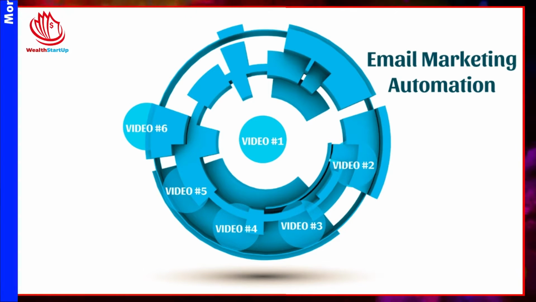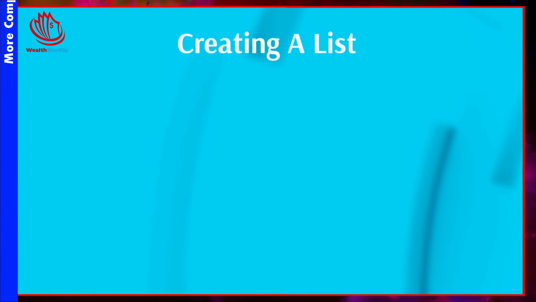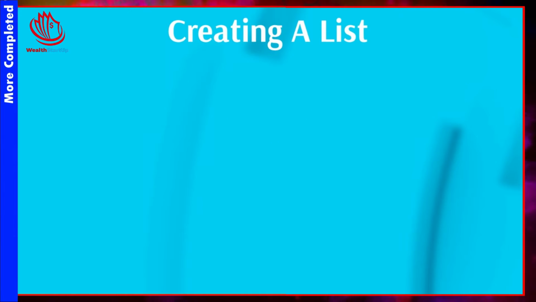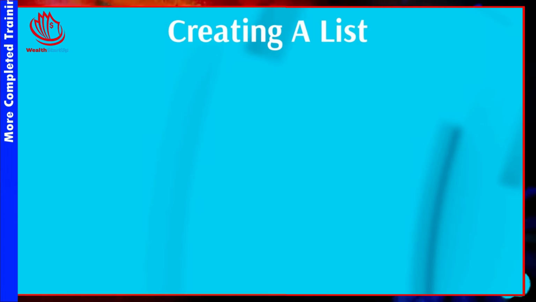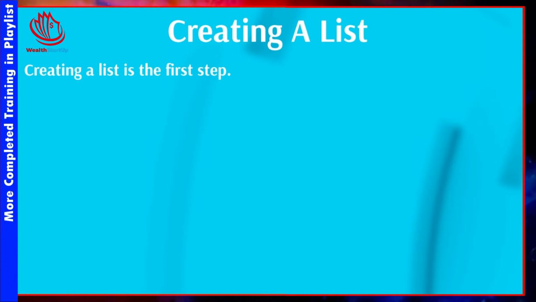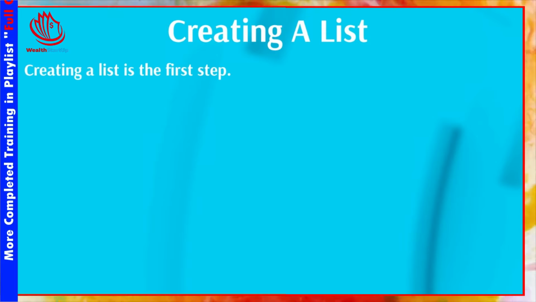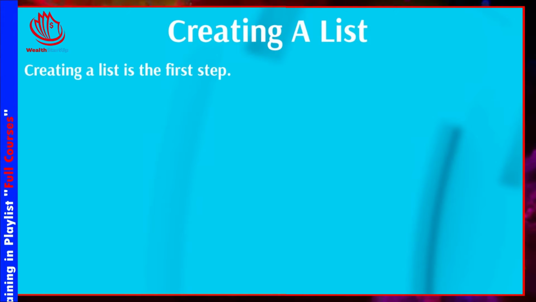Welcome to video number 6, and we're going to start getting technical. I'm going to show you how to create a list within Getresponse. And a list is basically the first step. You can think of it like your campaign, and some autoresponder services will actually use campaign as the name of the list. So you'll see list, you'll see campaign, and it's pretty much all the same thing.